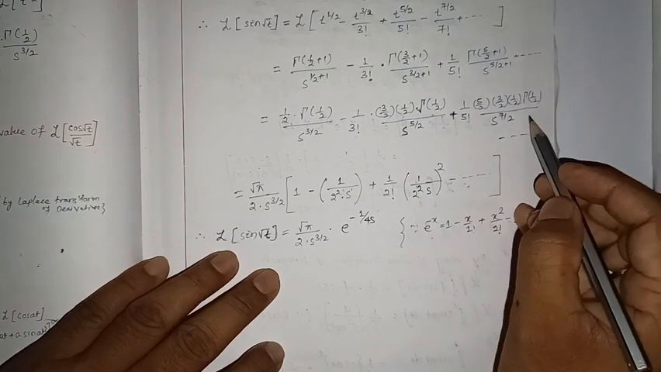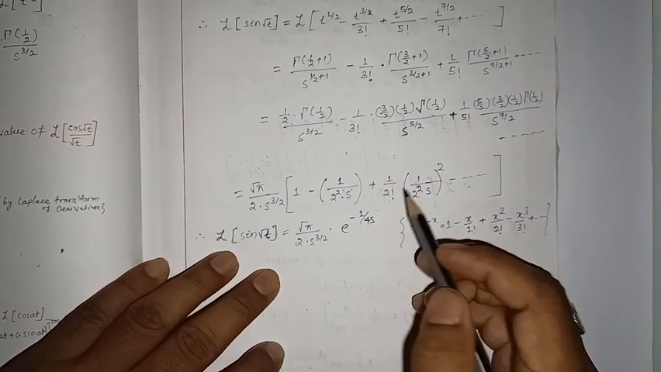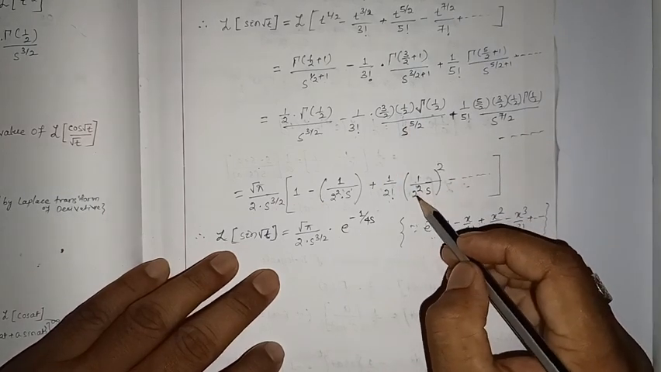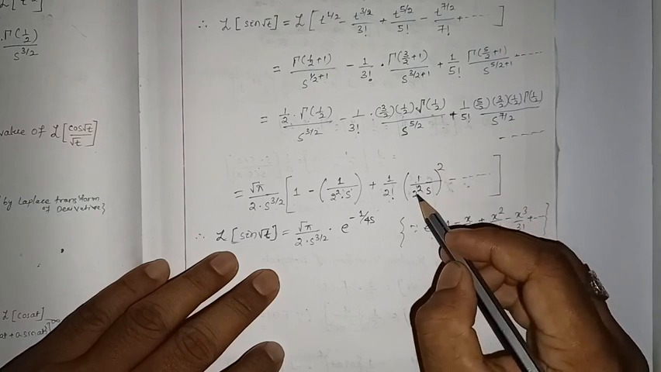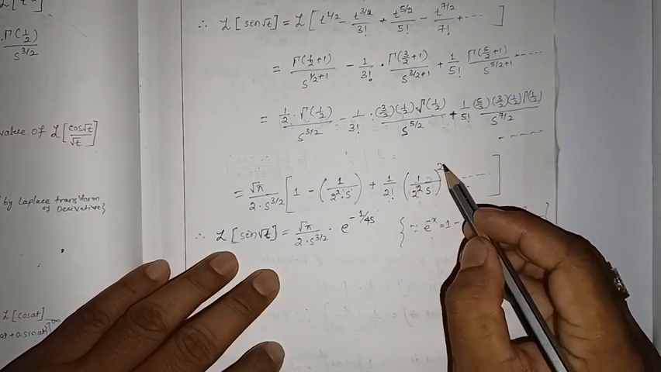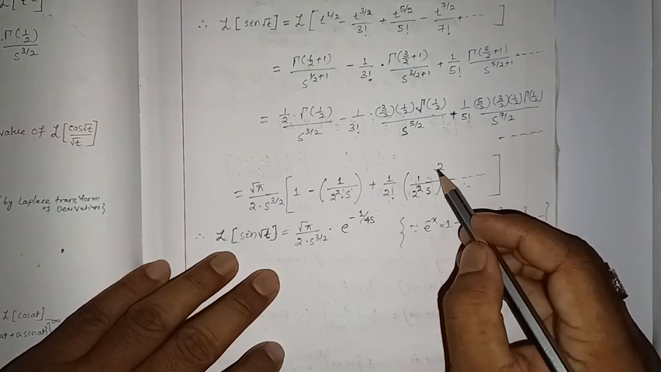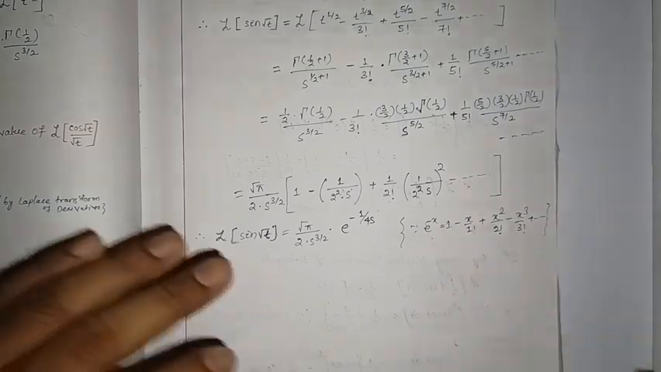Likewise, in this third term, plus 1 by 2 factorial will be there, and 1 by 2 into s to the power 2 will be there. So 2 to the power 4 will be remaining. So 2 to the power 2, here 2, 2 to the power 2, 2 by s whole to the power 2, we can write, and so on.